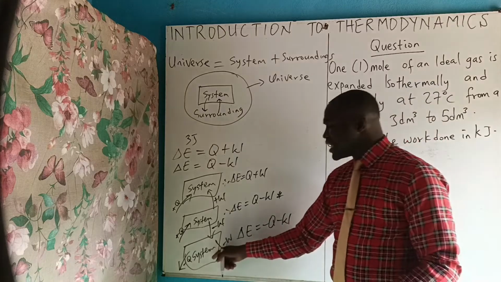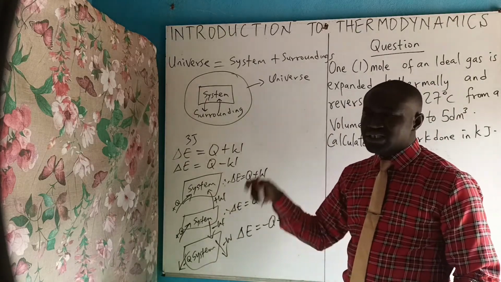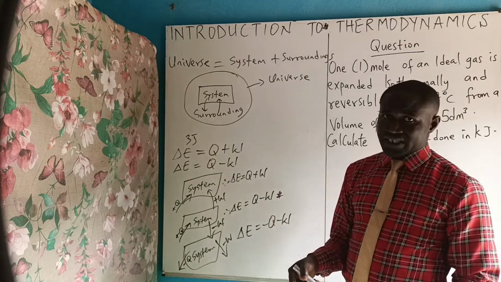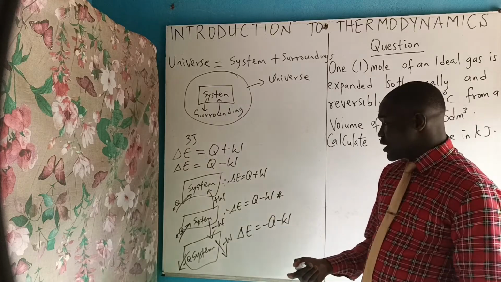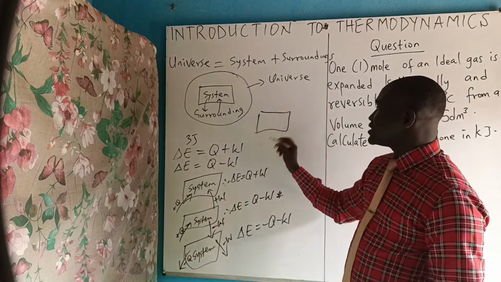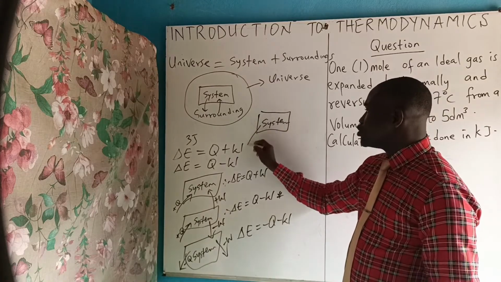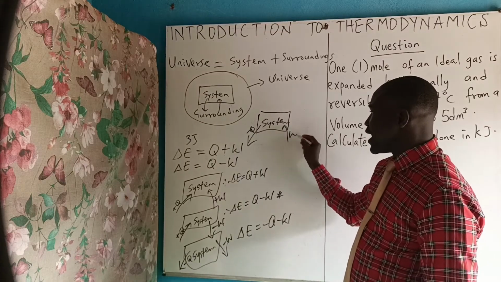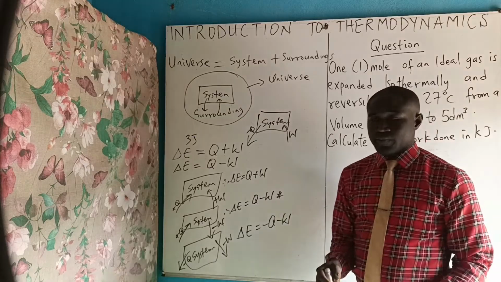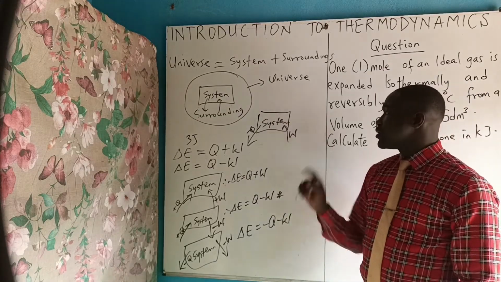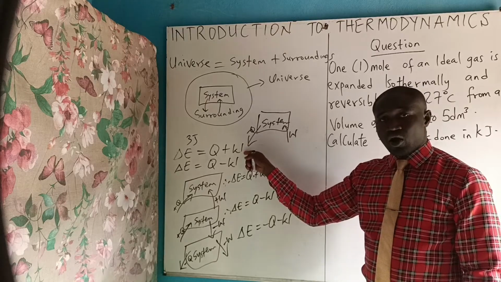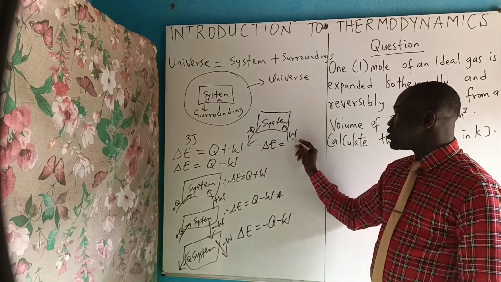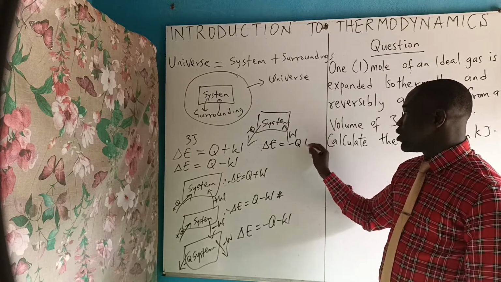That means the system's internal energy will decrease more and more. It will be negative, because this minus this will be negative. Then, if the system is losing heat energy to the surrounding and also gaining energy from work performed on the system, you notice that change in E is equal to minus Q plus W.